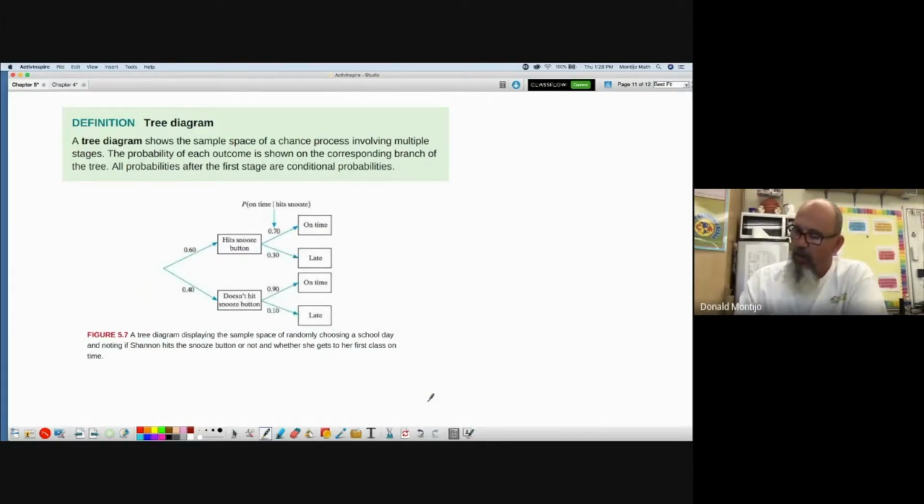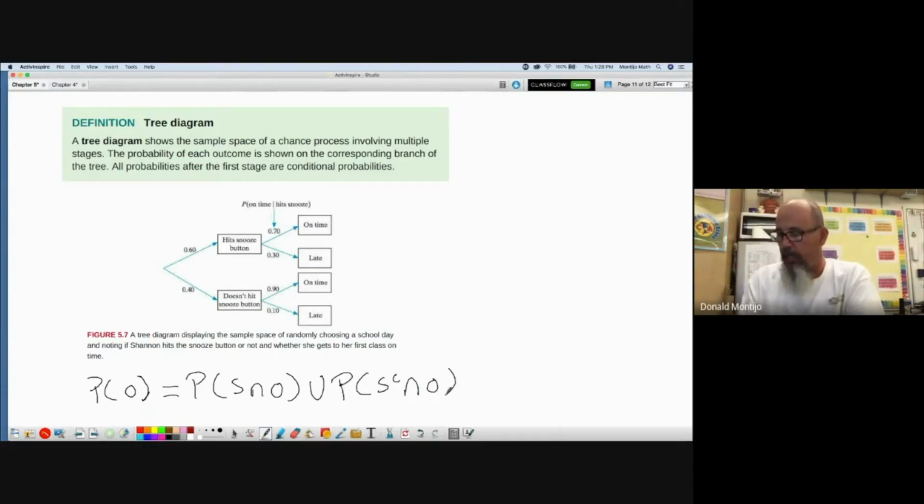Okay. What is the probability that you show up to school on time? Well, how can you get to school on time? That's the probability that you hit snooze and you were on time, or the probability that you did not hit snooze and you were on time. We need to talk about stuff in terms of and, or, given. Then it's going to make things a lot easier for us.